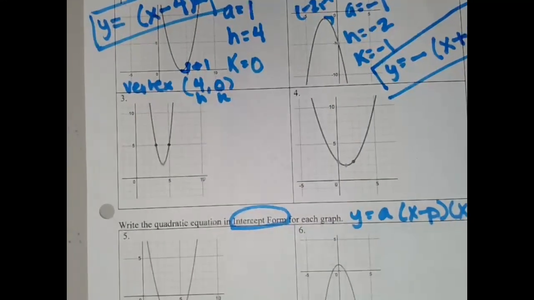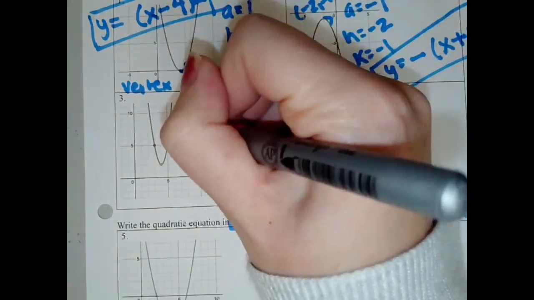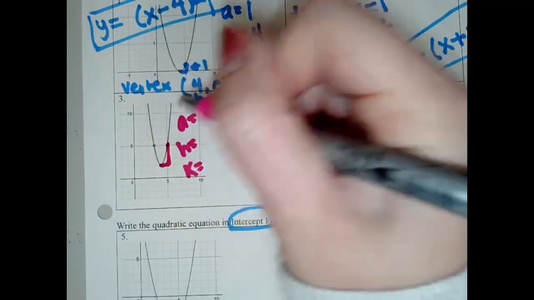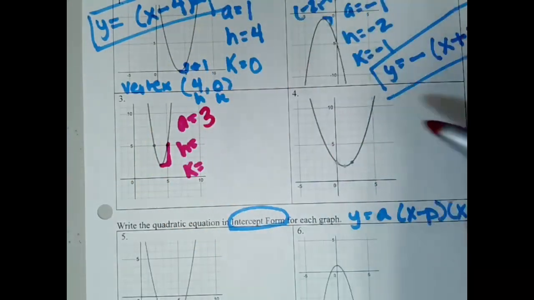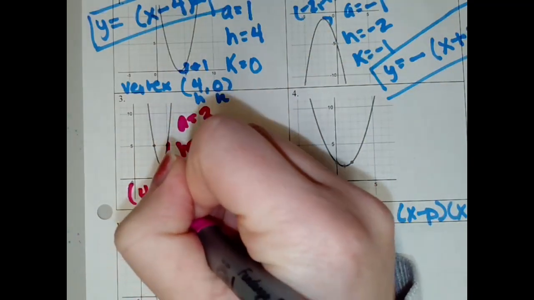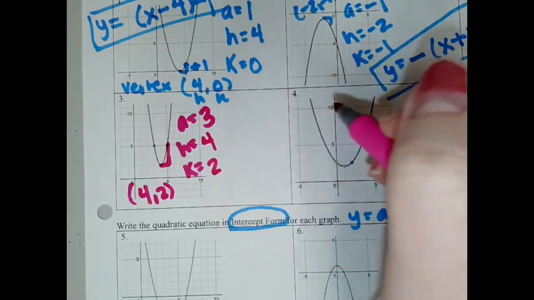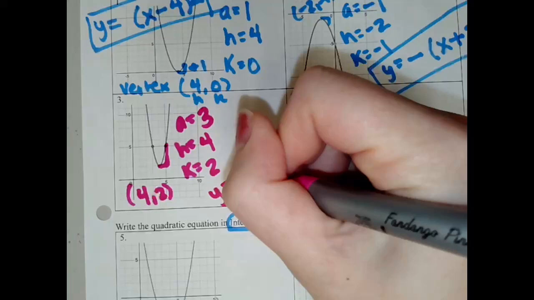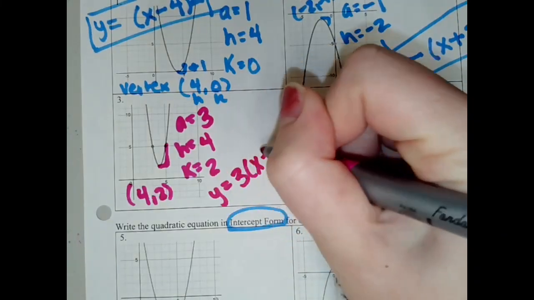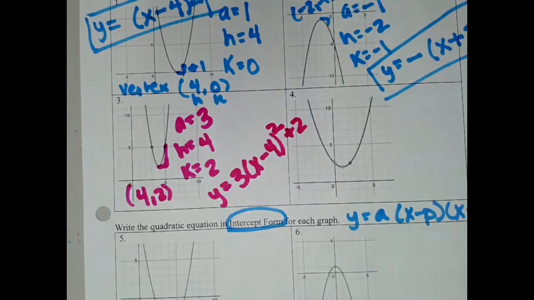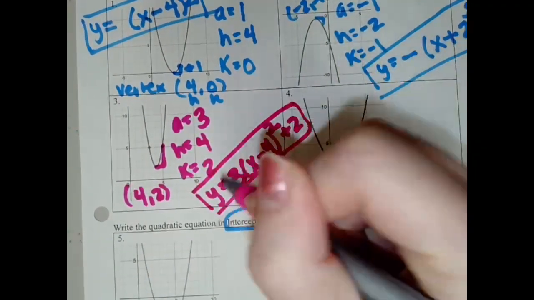Let's do another one. For this next one, once again, we are going to take a look. What is a? What is h? What is k? Now this one, I move right 1, up 3. So a is a positive 3. My vertex seems to be located at (4, 2), which means h is 4, k is 2. And I'm ready to write my equation. It's y equals a, which was 3, times (x minus h, which was 4) being squared, plus k, so plus 2. That is the answer to this one.